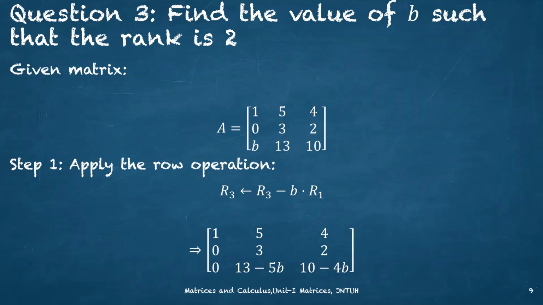2 rows linearly independent. In step 1, we apply a row operation on row 3. We replace row 3 with row 3 minus B times row 1. After this operation, row 3 becomes 0, 13 minus 5B, and 10 minus 4B. The other 2 rows remain unchanged. This is the first step toward checking the rank condition.